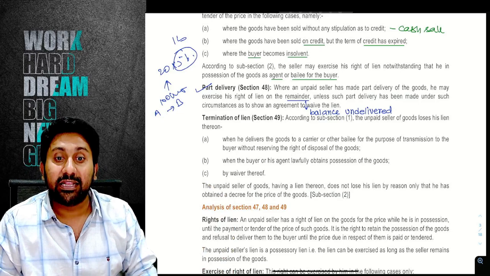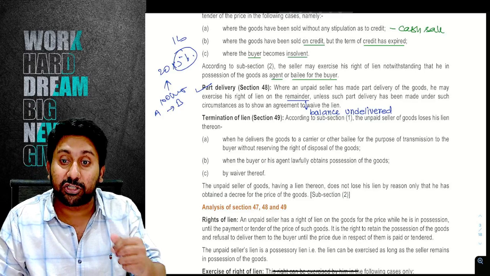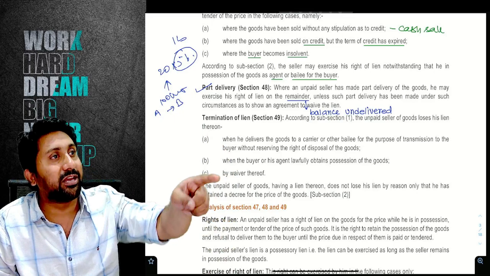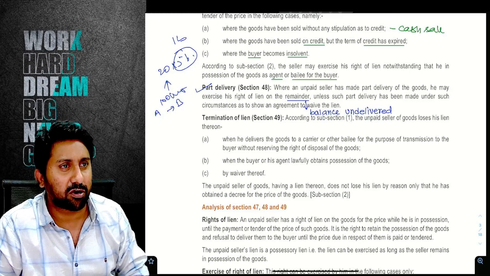The delivery of that one bag will represent your intention to waive the lien. That means you know the due date has crossed. You know that he didn't make the payment. Even then you are agreeing to the part delivery of 20 kgs. What does that mean? You are not ready to exercise the lien.